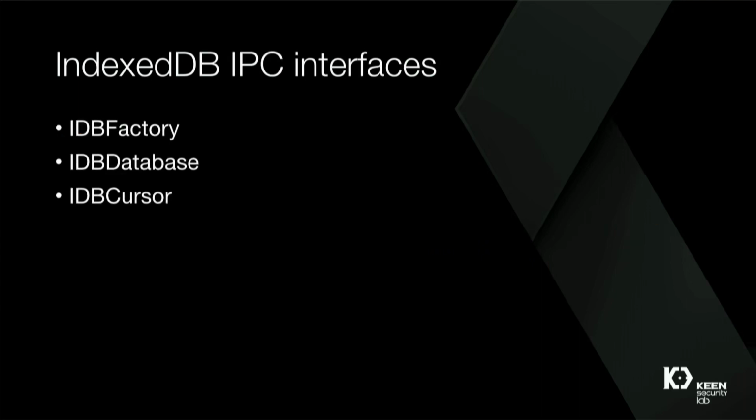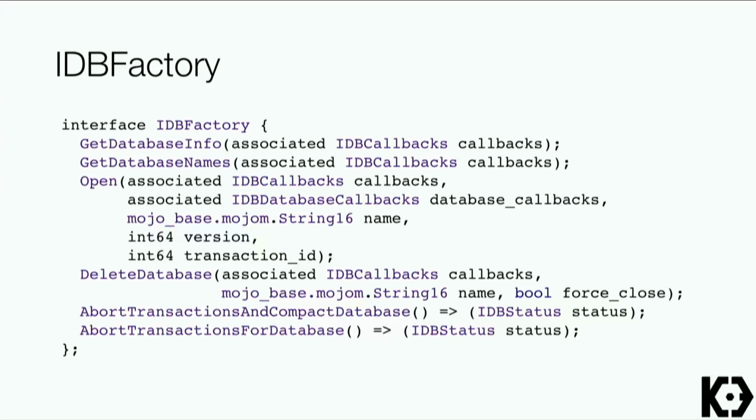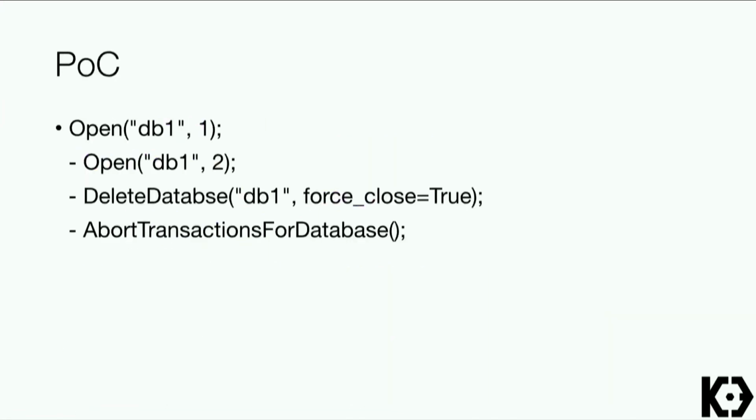Because we already have code execution in the renderer, we can directly call IPC functions in a native way. There are 3 IPC interfaces related to IndexedDB, and we will focus on the first one, which is related to our vulnerability. There are 6 IPC functions defined in the IDBFactory interface.